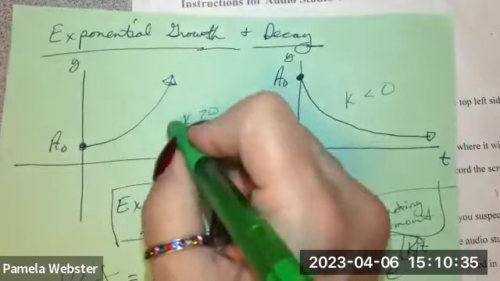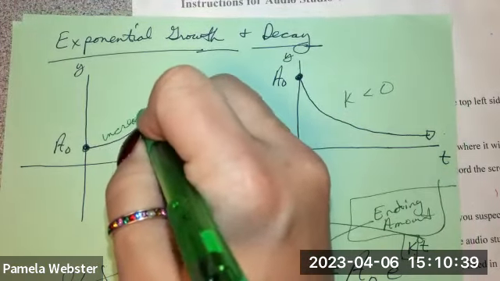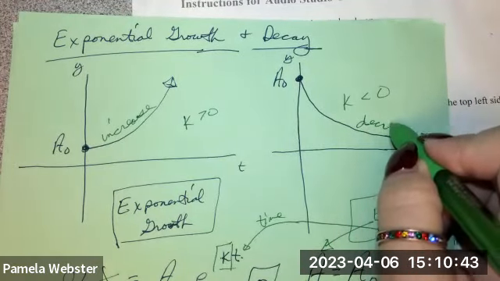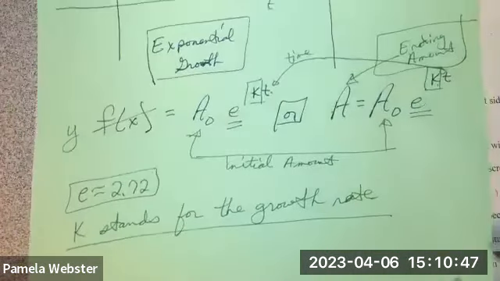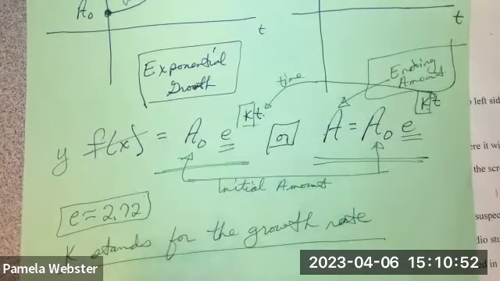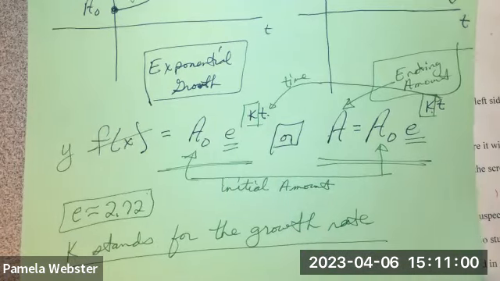The difference being that when the K is greater than 0, I increase. And when the K is less than 0, I decrease. That's the difference, okay? So either one uses the same formula though. Notice I can use that formula for either one, growth or decay. And what's gonna make it grow or decay is whether or not my K is positive or negative, okay?